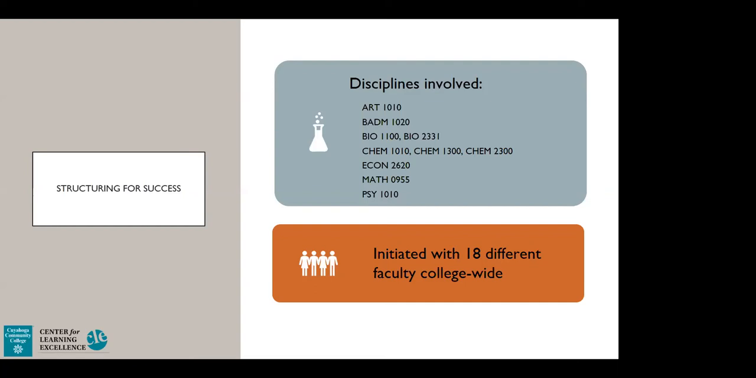So one of the things that we did was we wanted to make sure that we were targeting the right type of student and being able to provide the data that was required for Achieving the Dream. So we decided that the best solution would be to go with gateway courses throughout the college. And so we identified which courses would be the better ones to initially approach faculty for. And then initially we ended up with 18 different faculty members from various disciplines throughout the college.